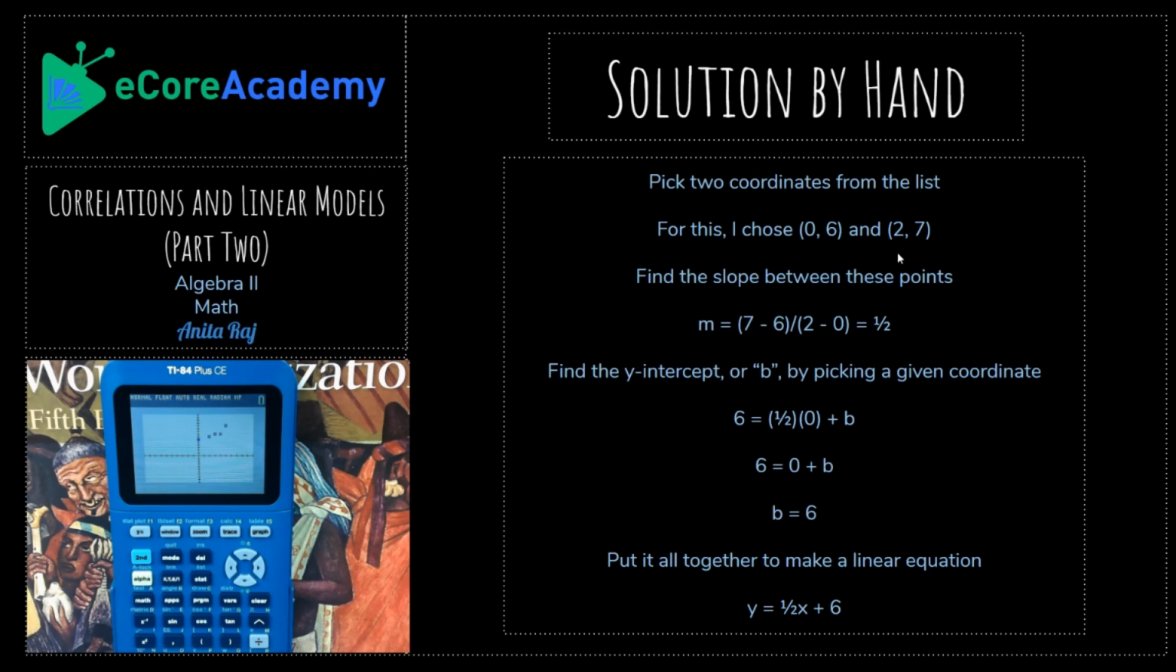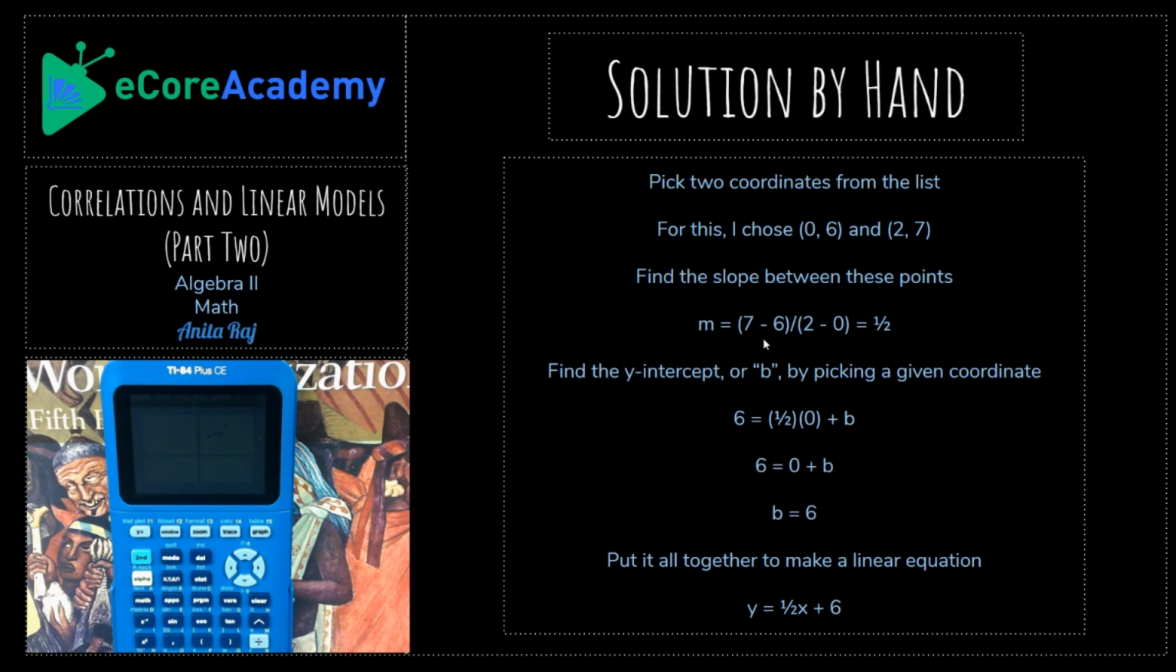So again, we just picked 2 random points. This is not going to be the exact linear regression, but it's going to be a pretty good approximation. So again, we chose 0, 6, and 2, 7. First, we're going to find the slope between these points. The formula for slope, remember, m is your slope, so m equals your y1 minus your y2 divided by your x1 minus your x2. So m equals 7 minus 6, your y1 minus your y2, divided by 2 minus 0, which is your x1 minus your x2. Then 7 minus 6 is 1, 2 minus 0 is 2, and you get your slope to be 1/2.